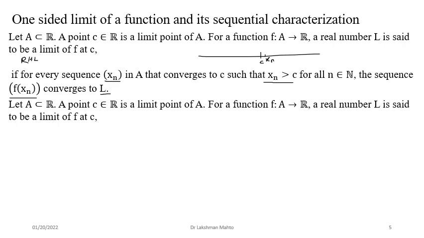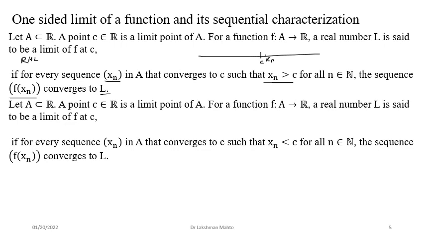Likewise, we can also sequentially characterize the left hand limit. If we take any sequence from the domain of the function in such a way that its terms fall on the left hand side of c, and xn converges to c but every term of xn falls on the left hand side of c, and it implies that the corresponding functional sequence converges to L, then we say that the left hand limit of that function is L. So these two are the sequential criteria.